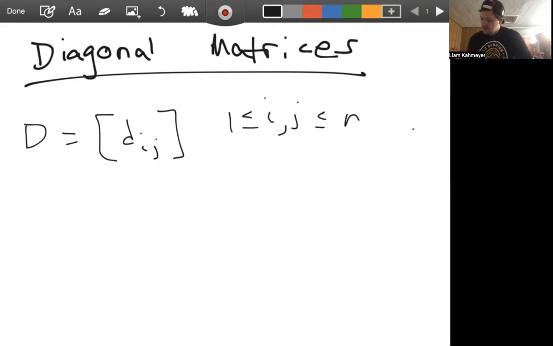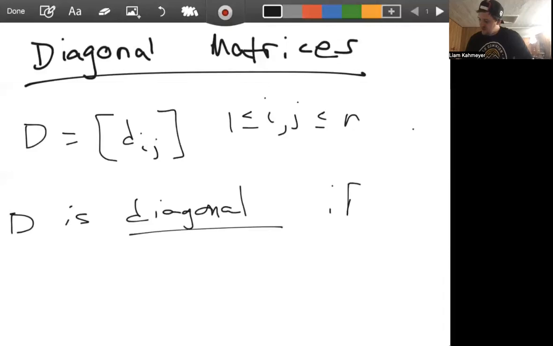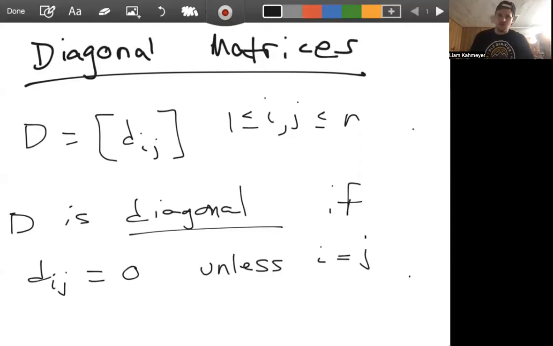Okay, then D is diagonal if dij is equal to 0 unless i equals j. So really all this means is every entry is 0 unless it is along the main diagonal, right?